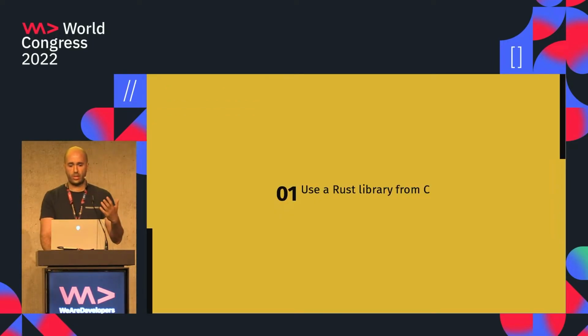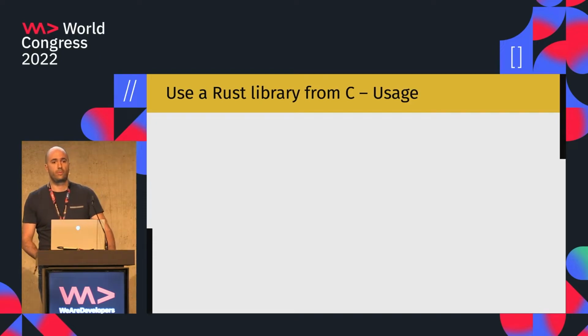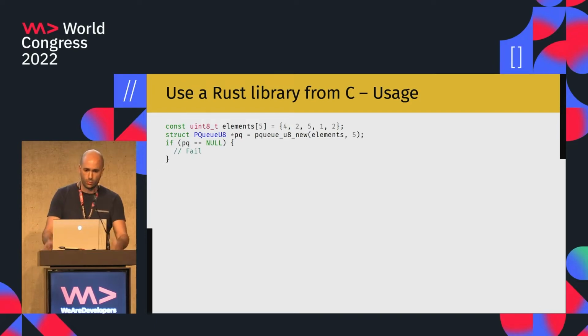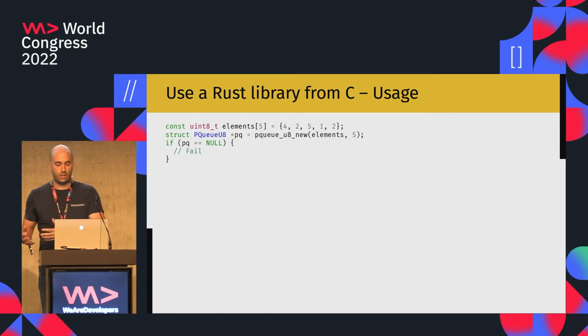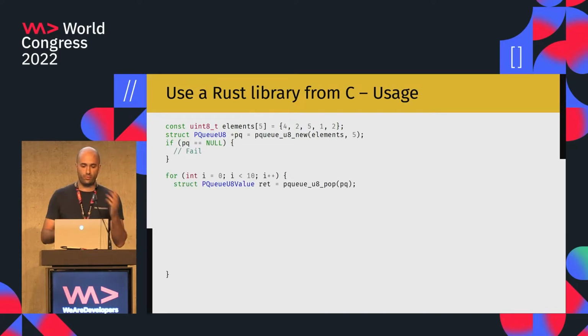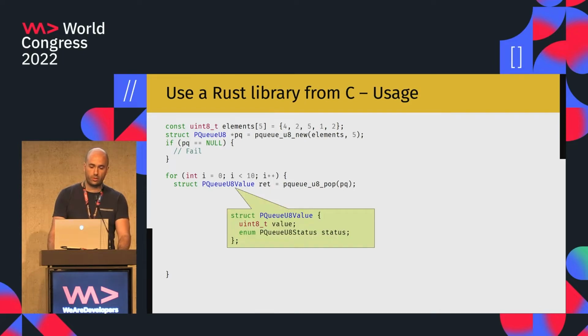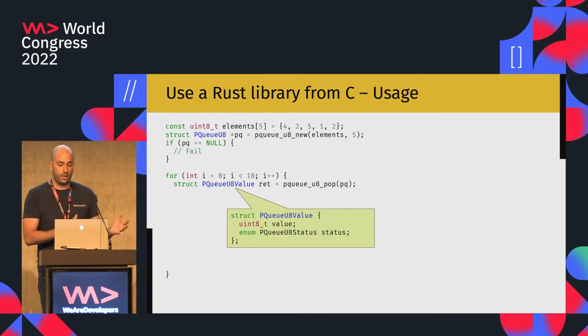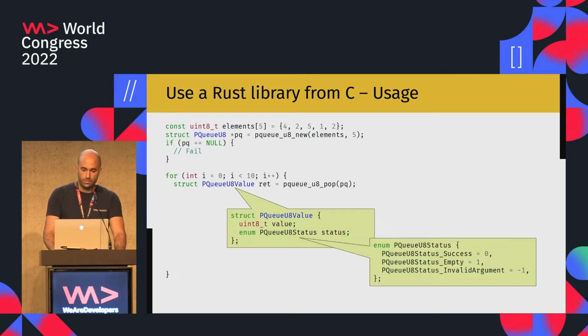Let's look at some C code on how to use our priority queue. We call the constructor, we pass the constructor elements from an array, and then we have to pass the number of elements in that array. This is pretty standard C coding style. We check for null, and if that's the case, we fail. And then we loop a few times, and we start popping stuff out of our queue. We get back a return value in the form of a struct. This struct contains two members, a value, and a status code.